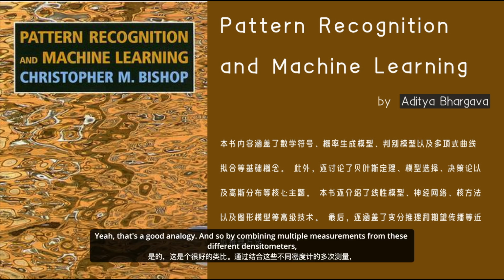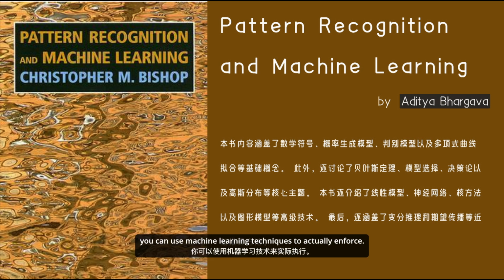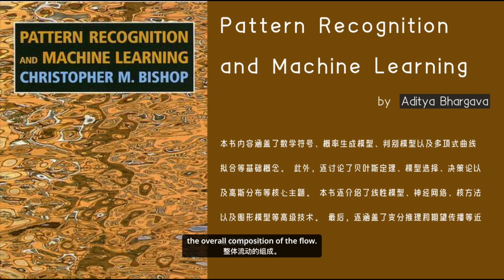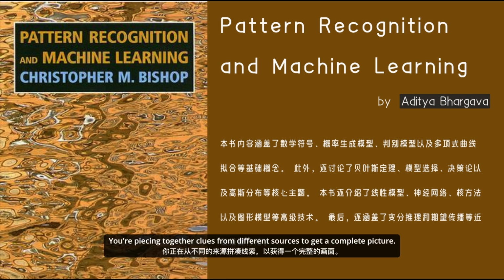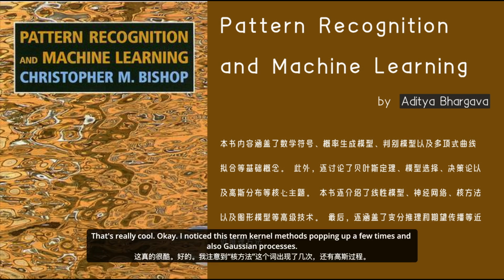And so by combining multiple measurements from these different densitometers, you can use machine learning techniques to actually infer the overall composition of the flow. Wow. That's really clever. So it's kind of like you're solving a high-tech puzzle. Right. You're piecing together clues from different sources to get a complete picture. Exactly. That's really cool. Okay.